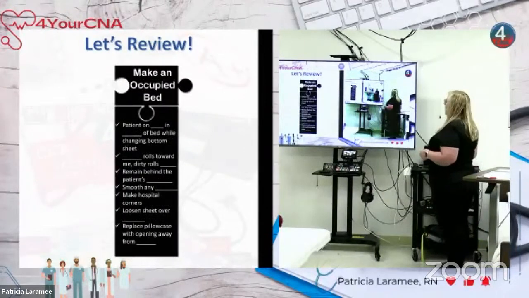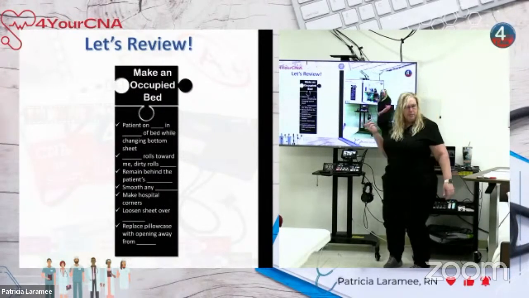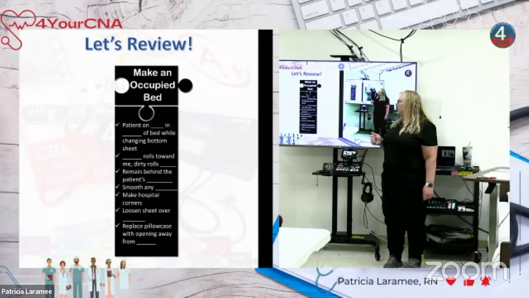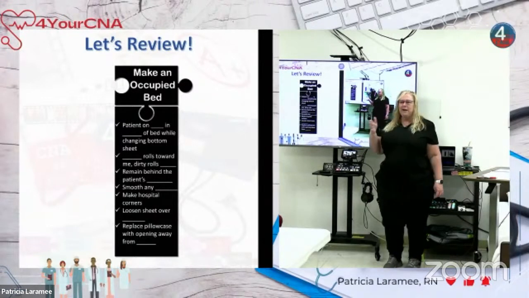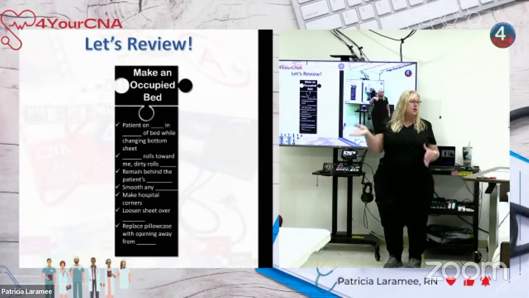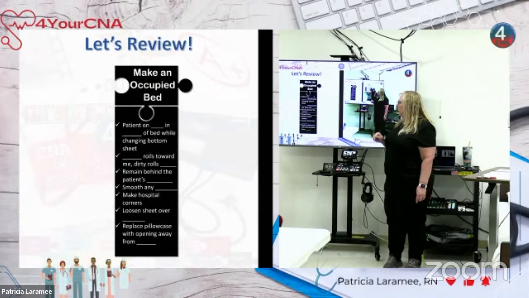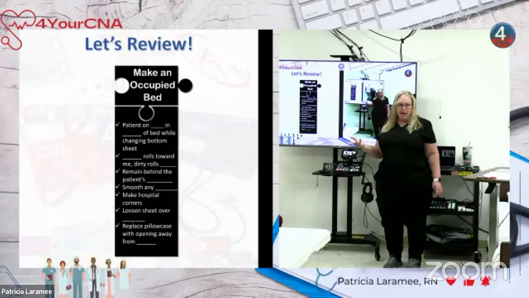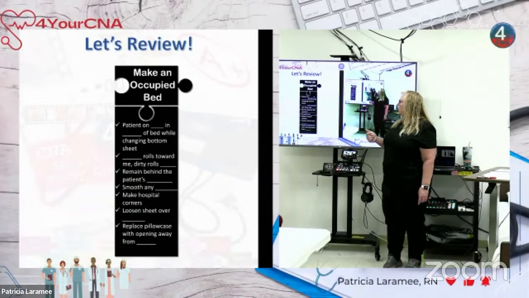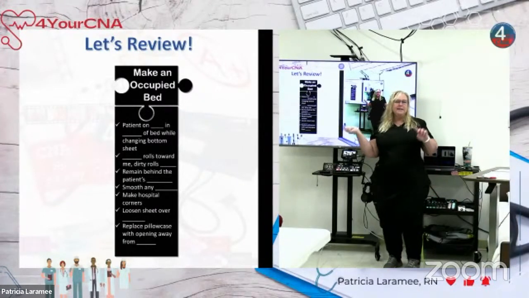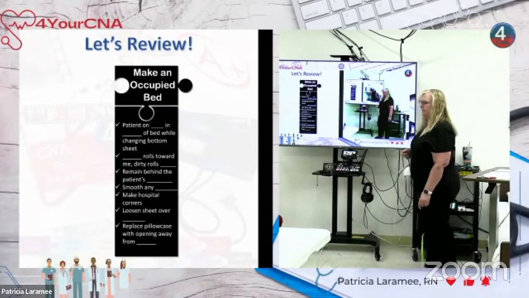All right, making an occupied bed. Do you guys realize how much we've learned? Making an occupied bed, we're going to have the patient on their side in the middle of the bed when we change the bottom sheet. We'll use that whole scoot and roll thing to get them on their side. Clean rolls toward me, dirty rolls away. We're going to remain behind the patient's behind as we do this. You want to smooth any wrinkles and make hospital corners. We're going to loosen the sheet over the toes and replace the pillowcase with the opening facing away from the door. You guys remember that?